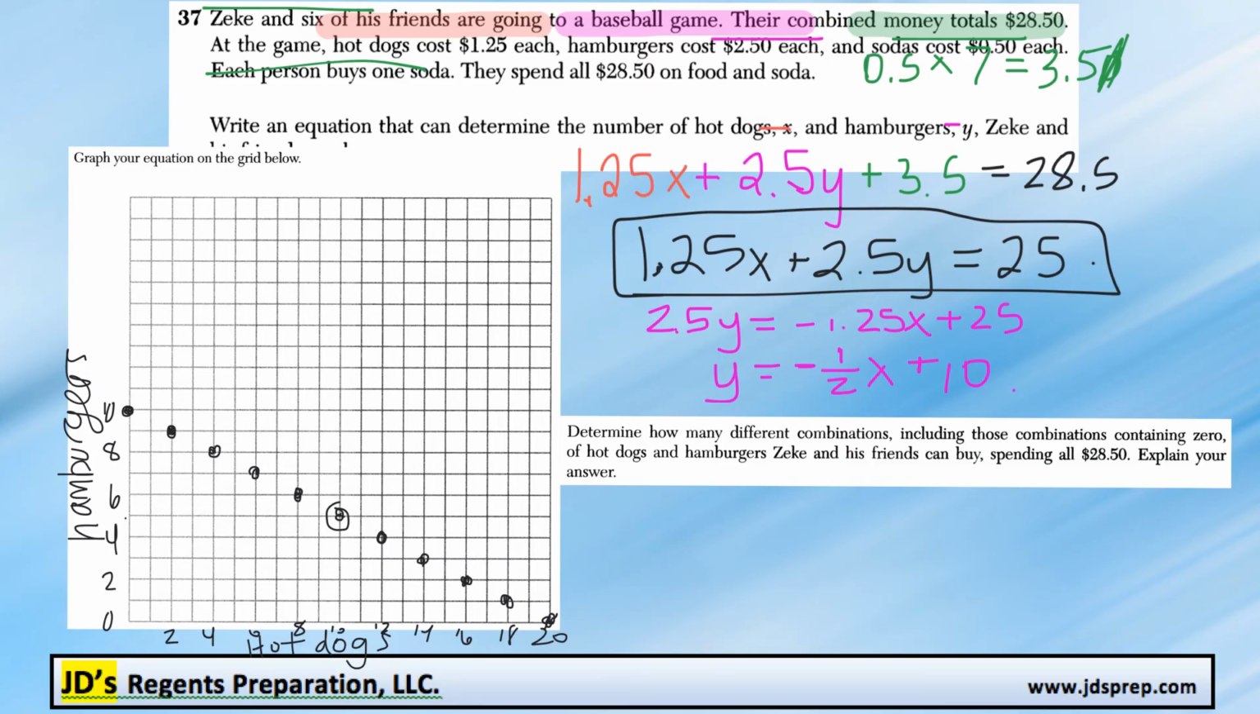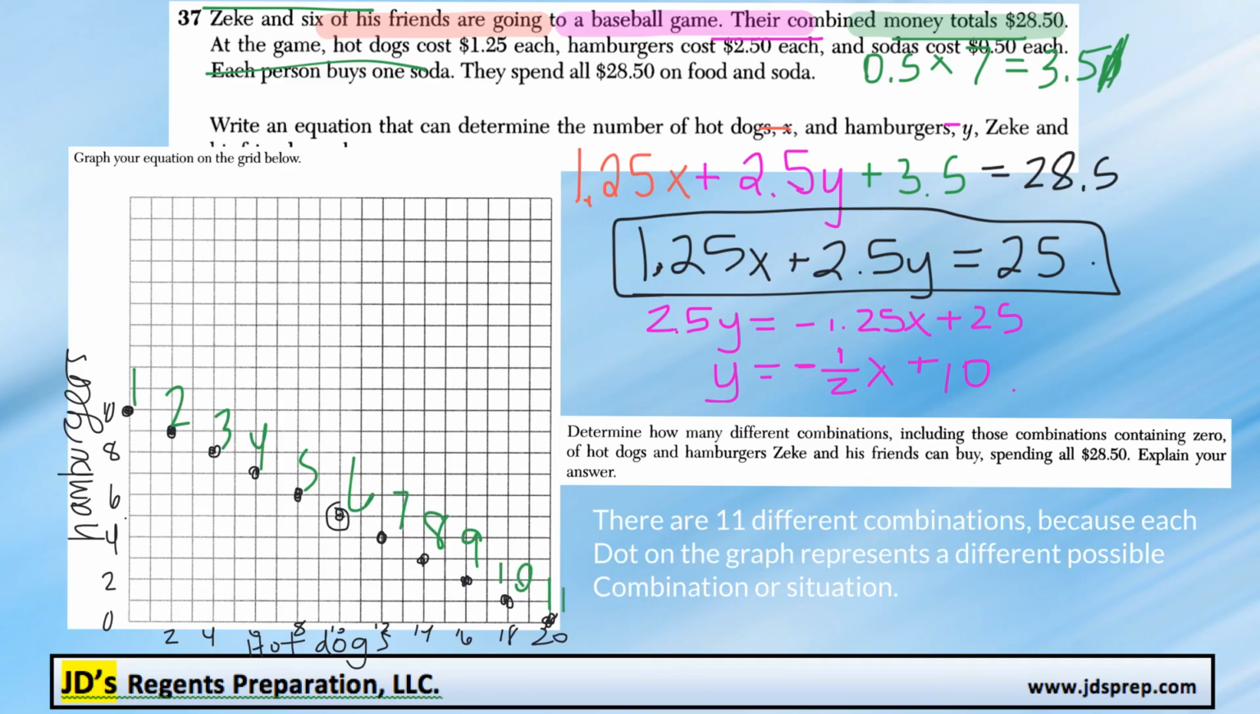So as I was just explaining, each dot here represents a different possible scenario in which they can buy different combinations of hot dogs and hamburgers. So let's count. We've got 1, 2, 3, 4, 5, 6, 7, 8, 9, 10, and 11. So I just typed in my explanation there. I said that there are 11 different combinations because each dot on the graph represents a different possible combination or situation.